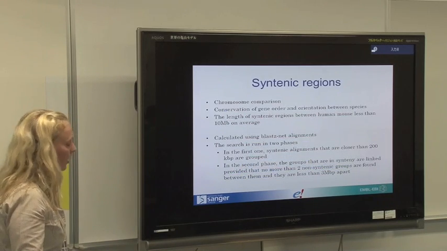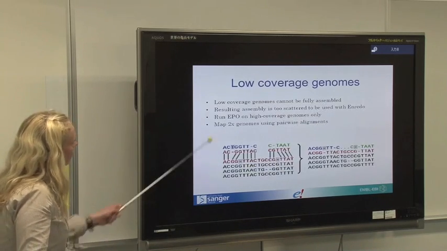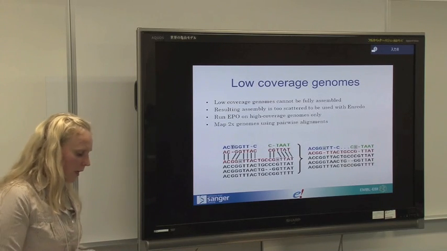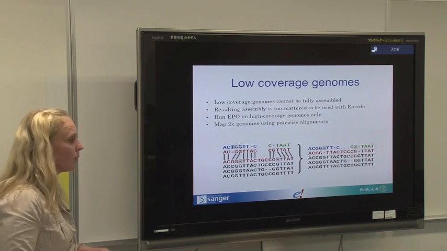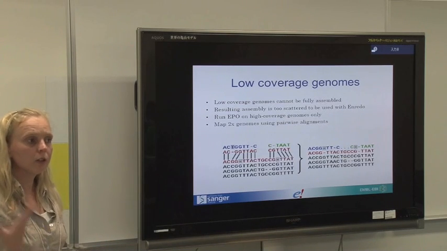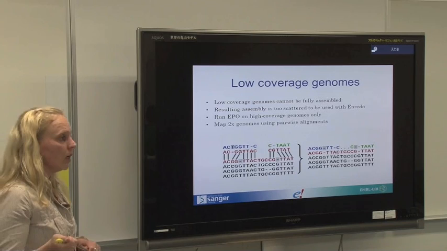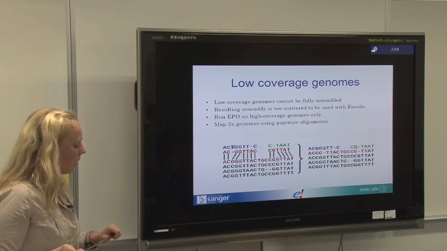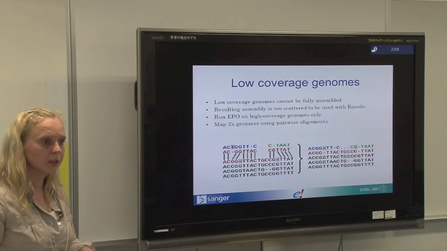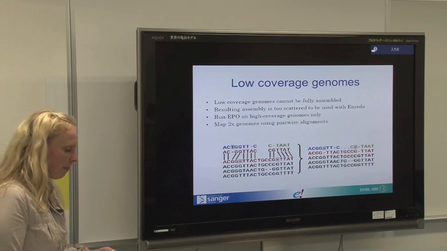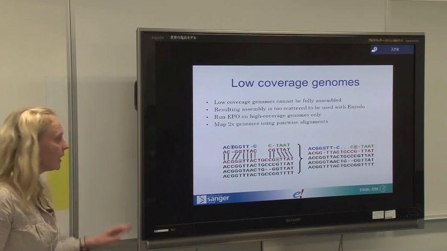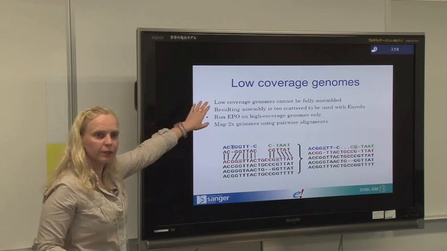There's one thing to note about low coverage genomes. So now there are loads of genomes being sequenced, but sequencing genomes with high accuracy is very expensive. So a lot of genomes are produced which are not as good. We call them low coverage genomes. Do you know next generation sequencing? Does everyone know what I mean by low coverage genome?